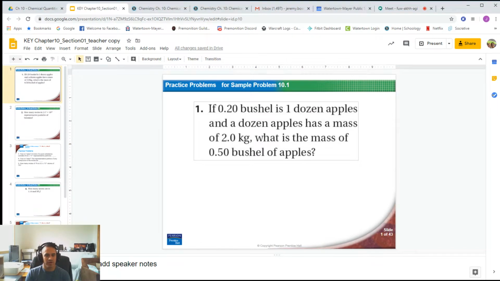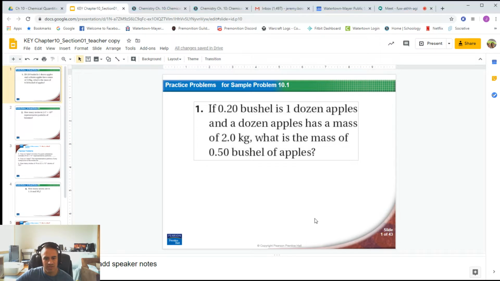In this video, we'll be going over the practice problems in Chapter 10, Section 1. Alright, so starting off with number 1, it says if 0.20 bushel is 1 dozen apples, and a dozen apples has a mass of 2.0 kilograms, what is the mass of 0.50 bushel of apples?